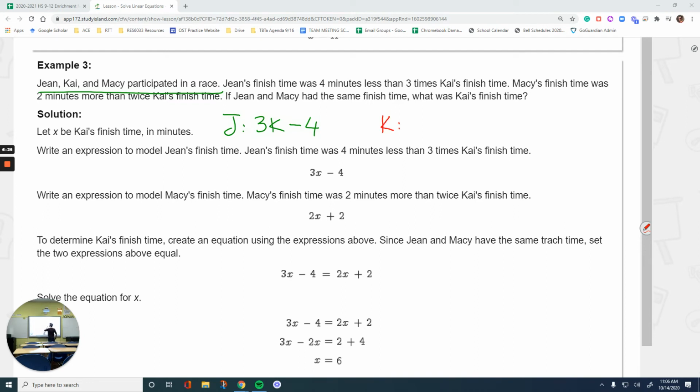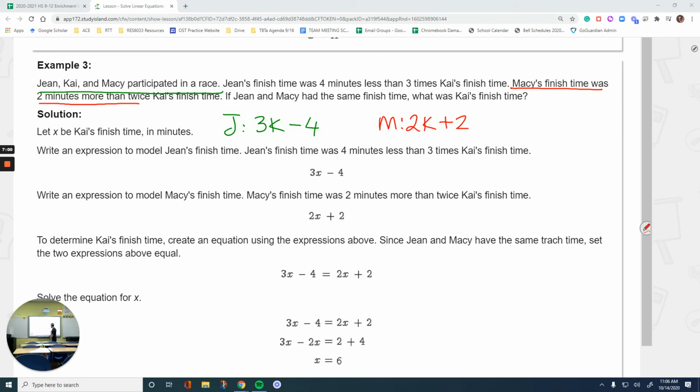Oh, it doesn't say anything about K, which means I'm going to use X for K, because what it says about M is that its finish time is 2 minutes more than twice K. So 2 times K. Okay? That's what it is.